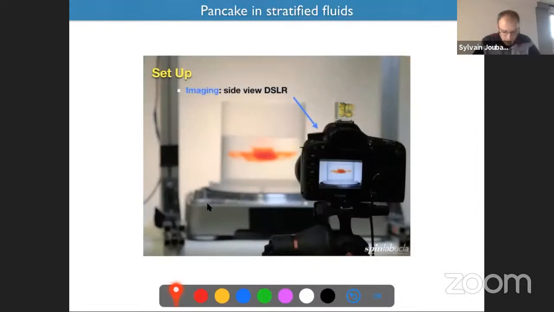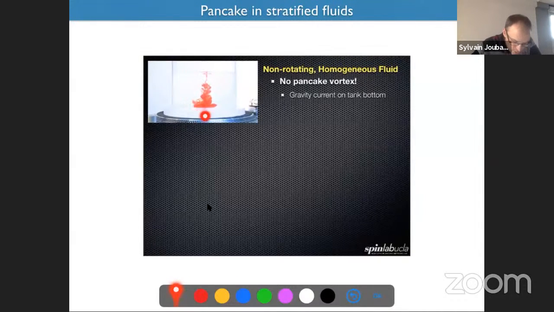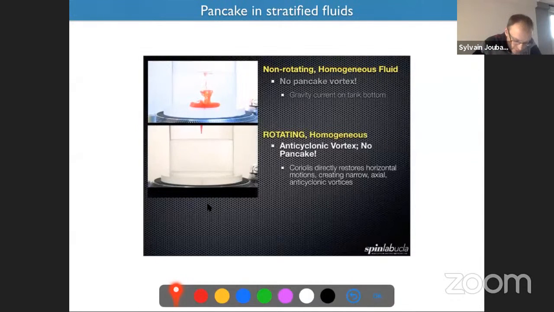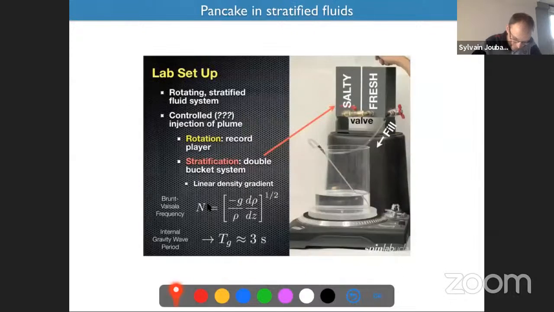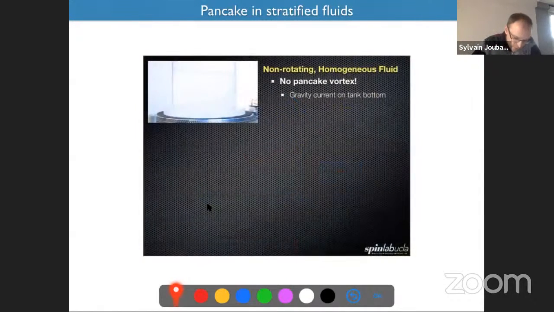Okay. And you add some dye to have some contrast, like from the gravity current, to see the difference. So the plume, you inject some fluid, and you look at the behavior of the fluid in the system. In this first movie, the first case is a non-rotating homogeneous fluid. You can see that it's going below, to the bottom, and it will form a gravity current, slightly denser, at the bottom.